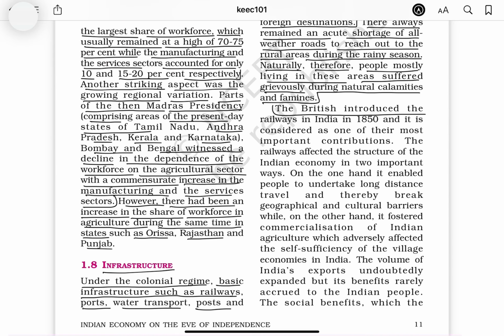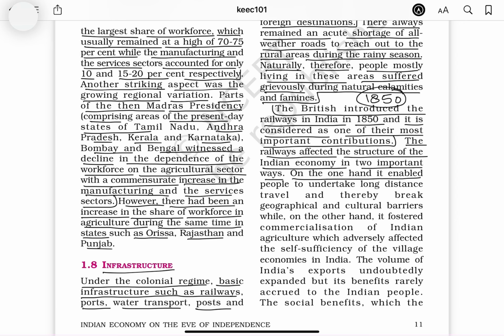The British introduced the railways in India in 1850 and it is considered as one of their most important contributions. The railways affected the structure of the Indian economy in two important ways.